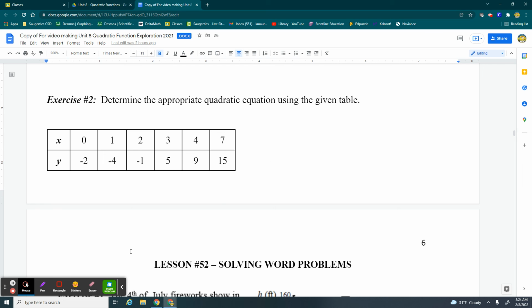So for exercise number 2, we're going to do the same thing, but instead of giving you points, you have a table. Remember, X goes into L1, Y goes into L2. So you go to stat edit and type this in.